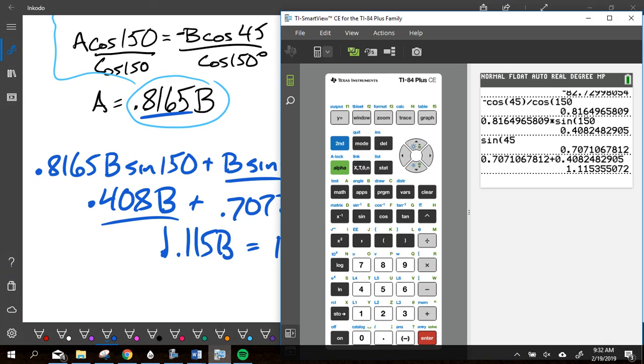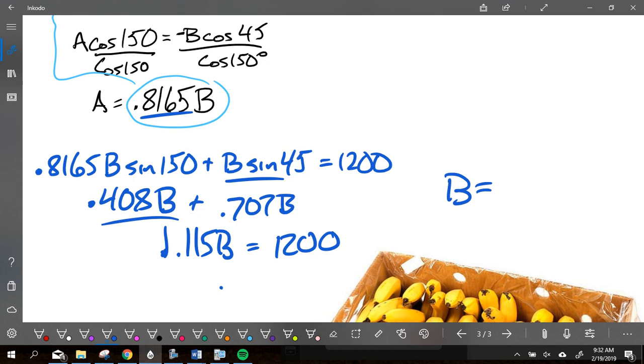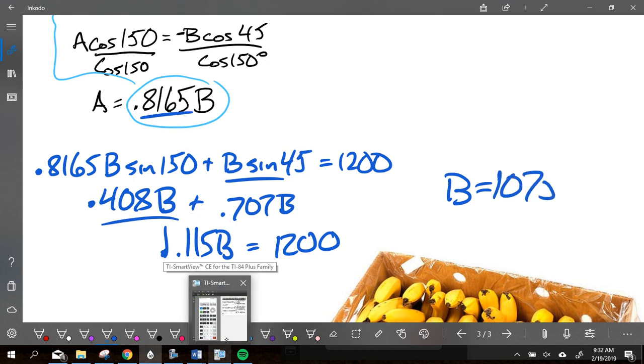What do I need to do to actually get my answer? 1,200 divided by that value right there. If I take 1,200 divided by that value, it will get me my actual answer to this question. How much strength is being pulled on the B rope, on force B? 1,075.891. Now I can round because I'm at the end. My B is equal to 1,075.891.